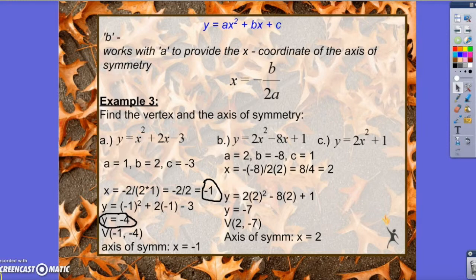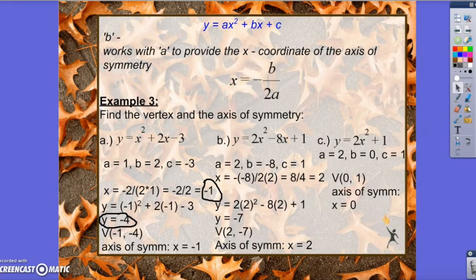And try the last one. Pause the video until you solve it and see what you get. And check the last one, letter C. Be careful, your B is 0. A is 2, there's no x, so there's no b, which is 0. You get your vertex is 0, 1, axis of symmetry is x equals 0. Make sure you could solve that on your own before you move on.